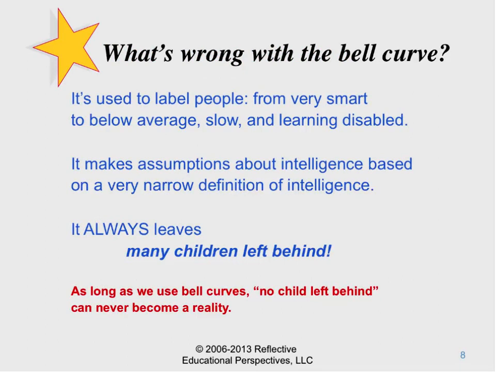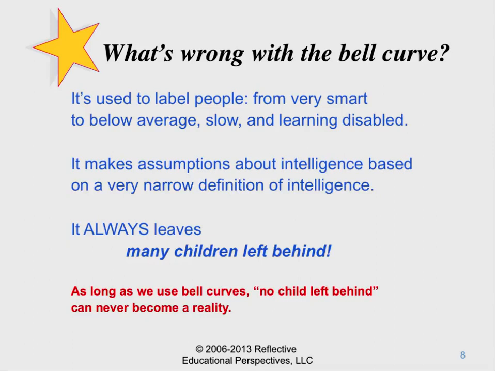The bell curve is used to label people from very smart to below average to slow and even learning disabled. Now I know the official definition of learning disabled is that they have average to above average IQ, but they have gaps. So they might be real high on one thing on the IQ test and real low on something else. But you know what? Really, that's a bunch of garbage, because everybody is high and low on different things. And so if you are brilliant in science, for example, and you're a very hands-on learner, you're going to look below average or even just average or slow on the IQ test.